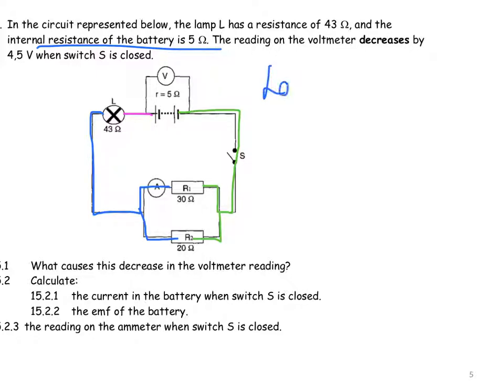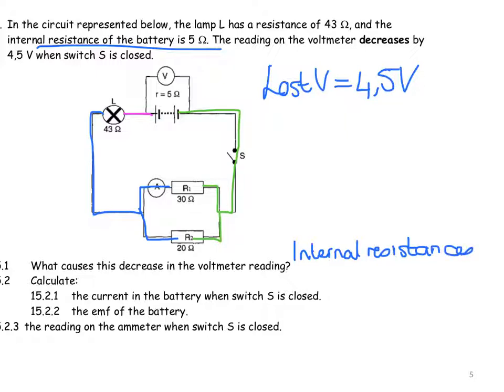So I know that the lost volts, in other words, the energy required per coulomb of charge by the battery is 4,5 volts. What causes that decrease in the voltmeter reading? It is the internal resistance, which uses some of the energy before it is available to the external circuit. Calculate the current of the battery when the switch is closed.